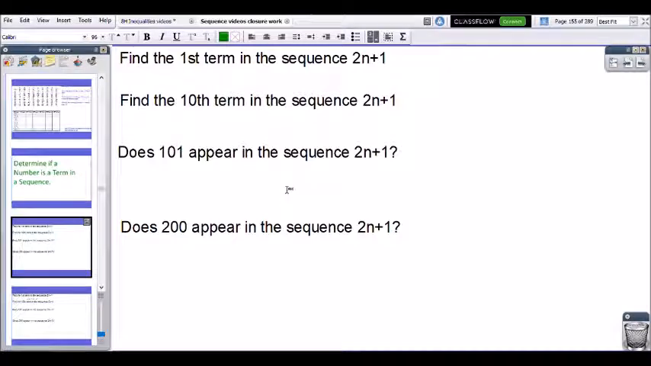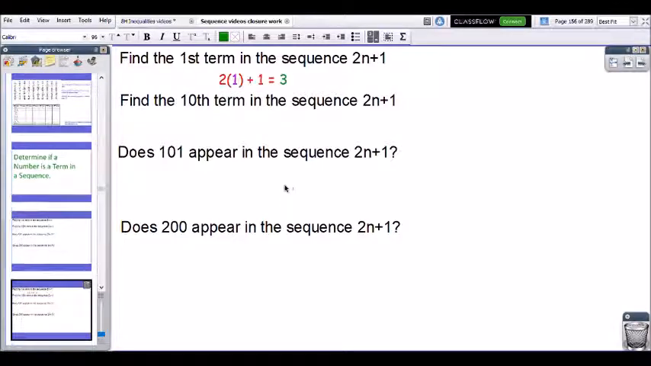So what I could do, I could use my substitution method. So I can do 2 lots of 1 add 1, because instead of n, I've replaced it with the term number which I'm trying to find. I'm trying to find the first term, so I'm replacing n for 1. So 2 times 1 is 2, add 1 gives me 3. So 3 is the first term in this sequence.